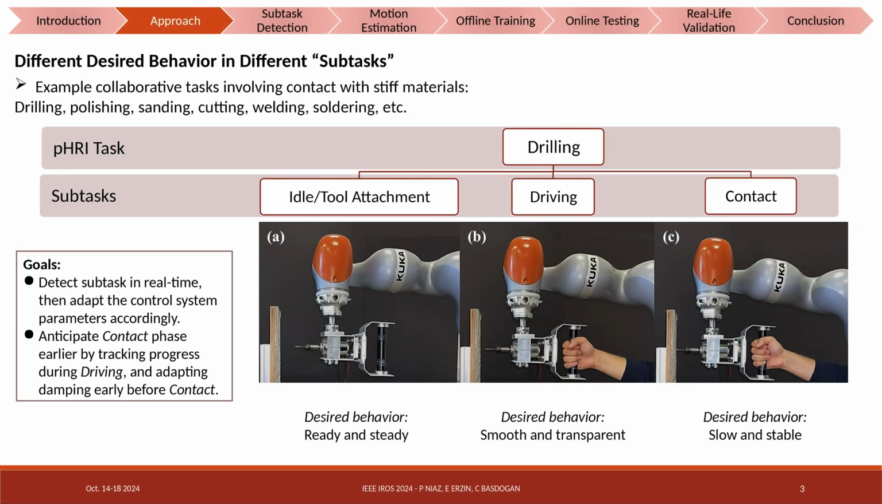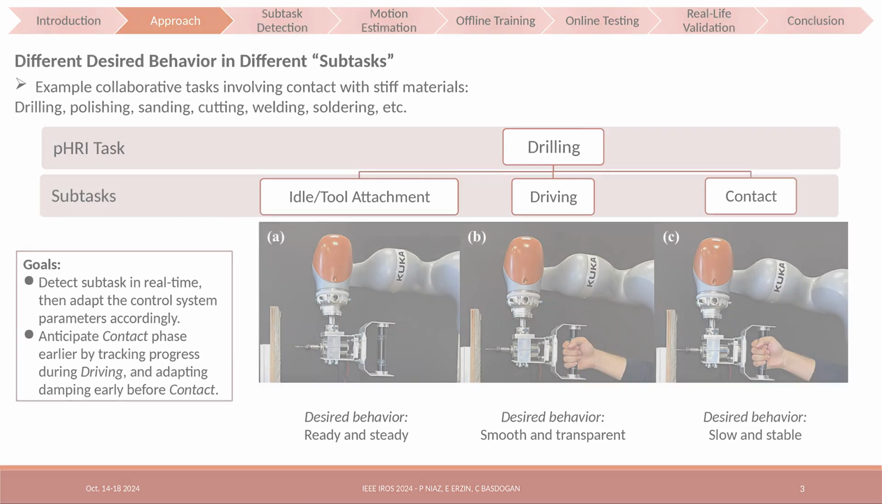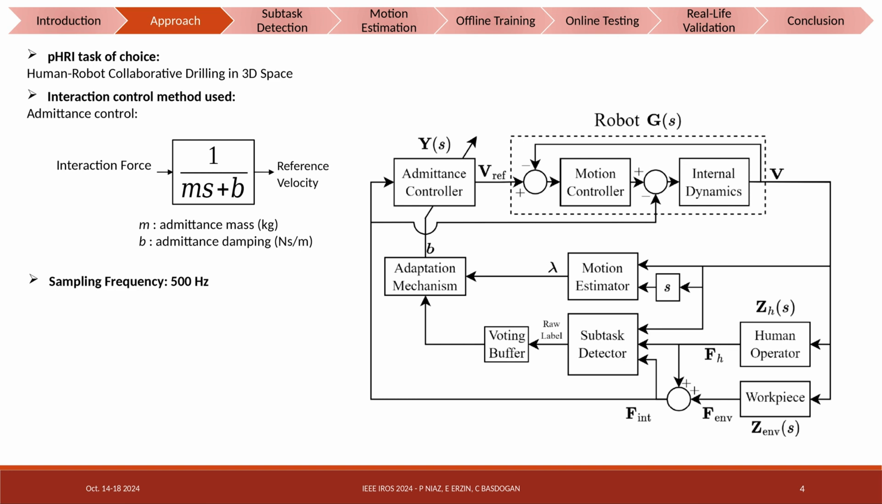Each subtask requires a different interaction behavior in many pHRI tasks, such as drilling, polishing, and cutting. During driving, for example, we need a smooth interaction to minimize human effort, while during contact, we require higher stability. We consider a collaborative drilling task in 3D space. Here, the interaction force resulting from the human and the workpiece is sent to the admittance controller, which returns the reference velocity to be tracked by the robot.